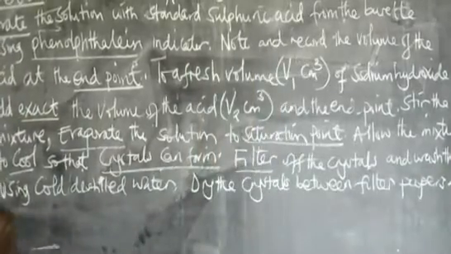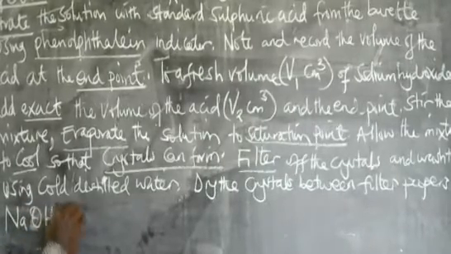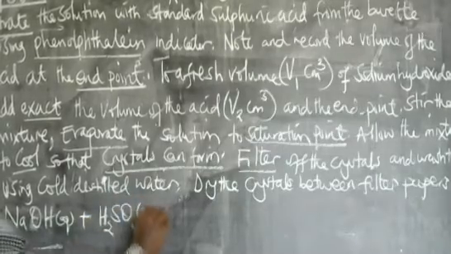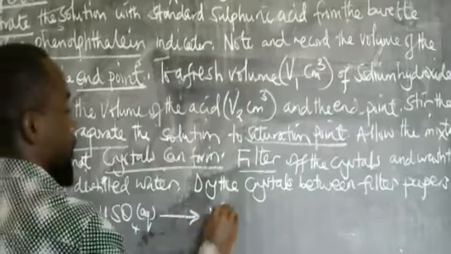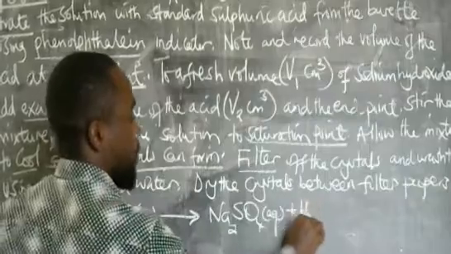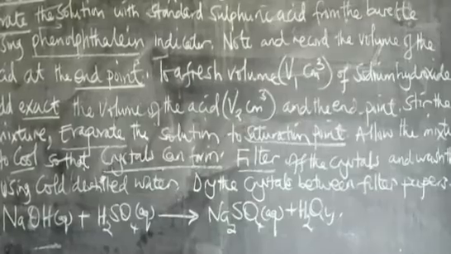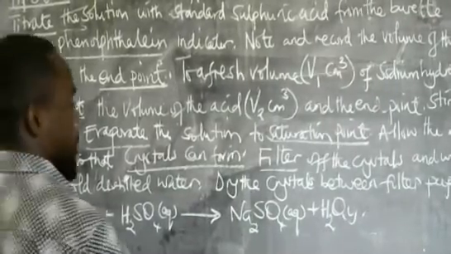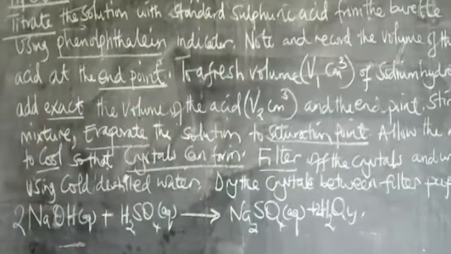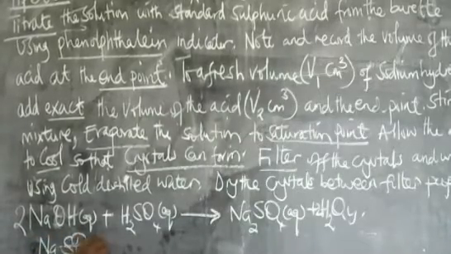Then we have the equation of reaction, which is sodium hydroxide plus sulfuric acid. Then we shall get sodium sulfate plus water liquid. Since we want crystals, we need to involve the equation for crystallization, and that is sodium sulfate, but in solution form.